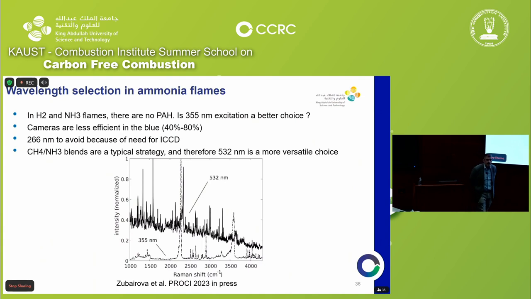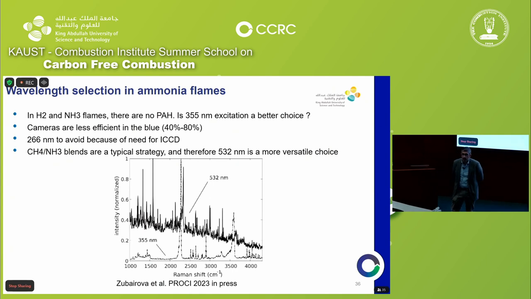Now let's go specifically for ammonia flames. If you look at the systems that are available right now, both my system and the one at Darmstadt, we are the only ones right now doing measurements of ammonia in turbulent flames. There's much more done in laminar flames, but for turbulent flames, we both selected 532 nanometer, and the reason was mostly to keep a flexibility to do also methane flames and the methane ammonia blends.